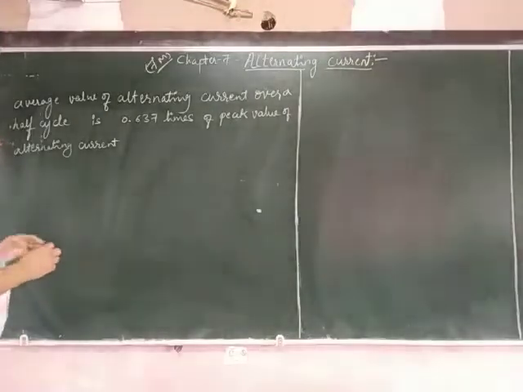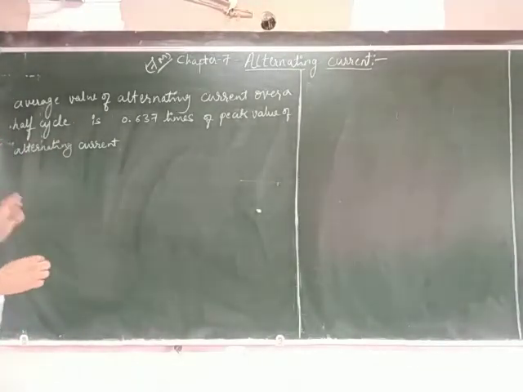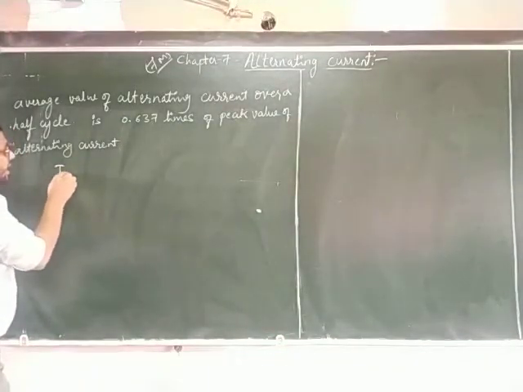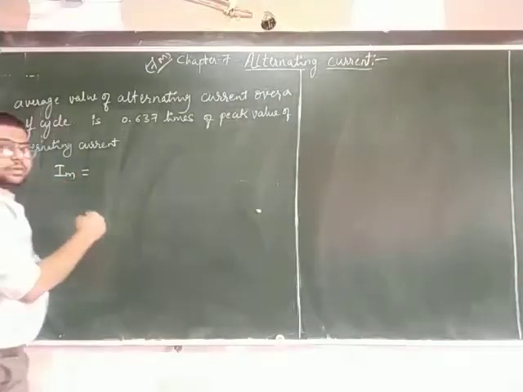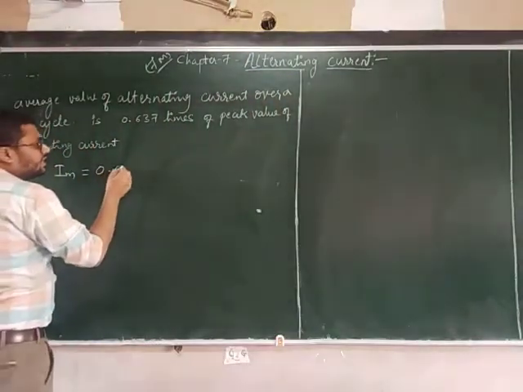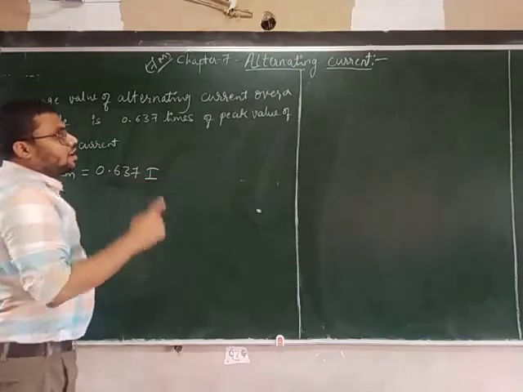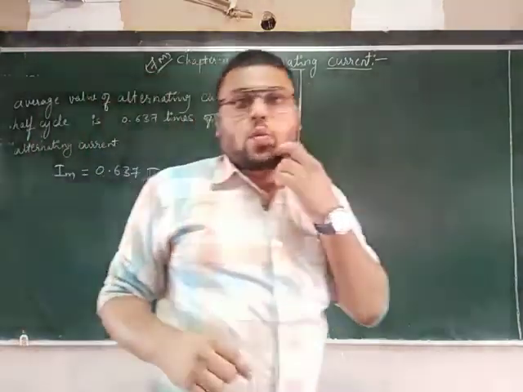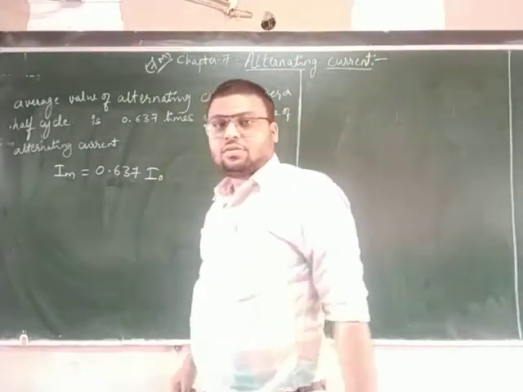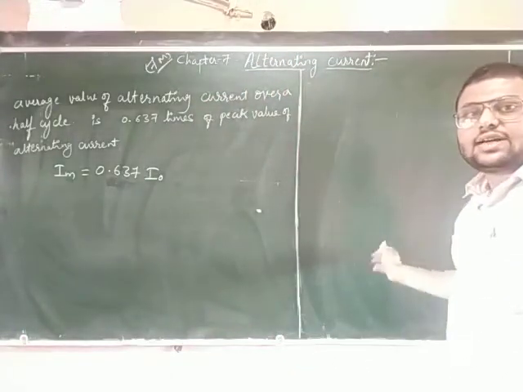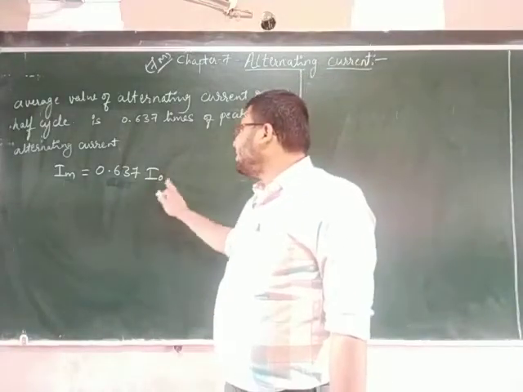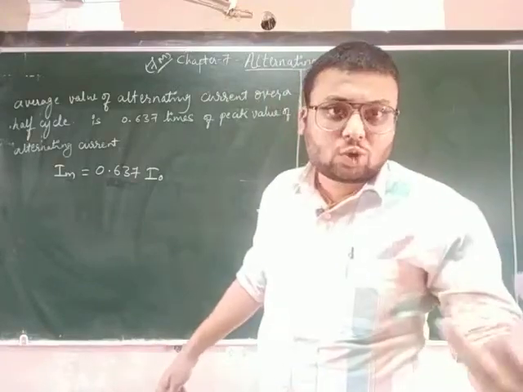Okay. If you write this by using an equation, the average value or mean value, we can write I subscript m, and 0.637 times the peak value of alternating current. That we represent as I naught, as we have written in the earlier case, I is equal to I naught sin omega t. So there I naught is the peak value, the amplitude. Is it clear?